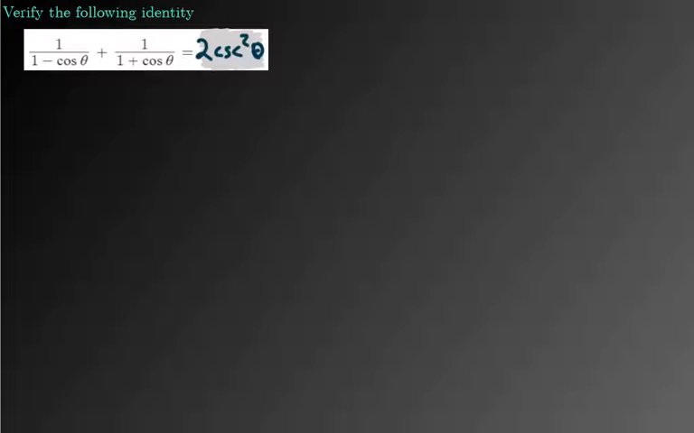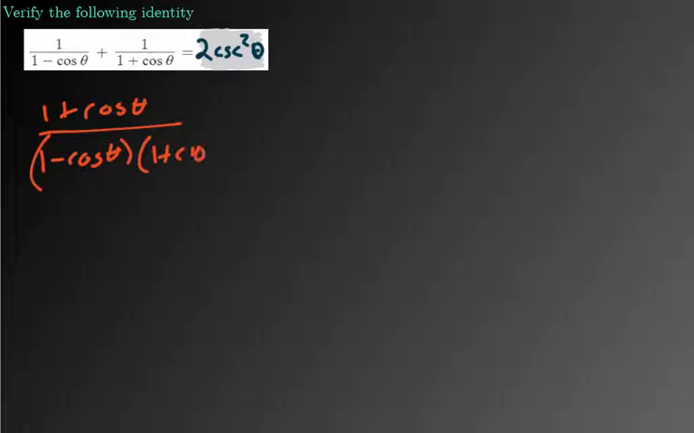An easy common denominator here would just be 1 minus cos times 1 plus cos, because a common denominator is always just the two denominators. So we will multiply the left one by 1 plus cosine, and we'll get that on top. And then we'll multiply the other one here by 1 minus cosine on top and bottom.